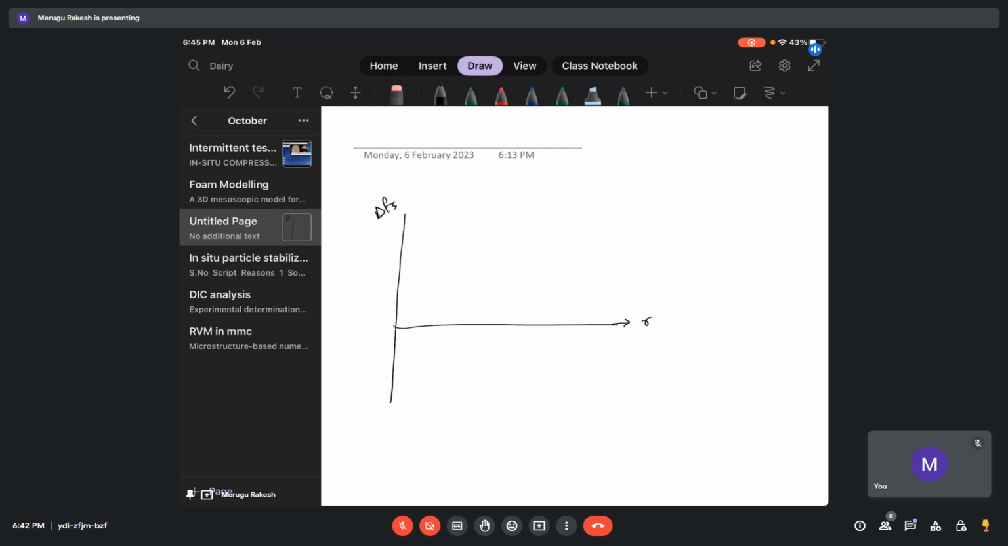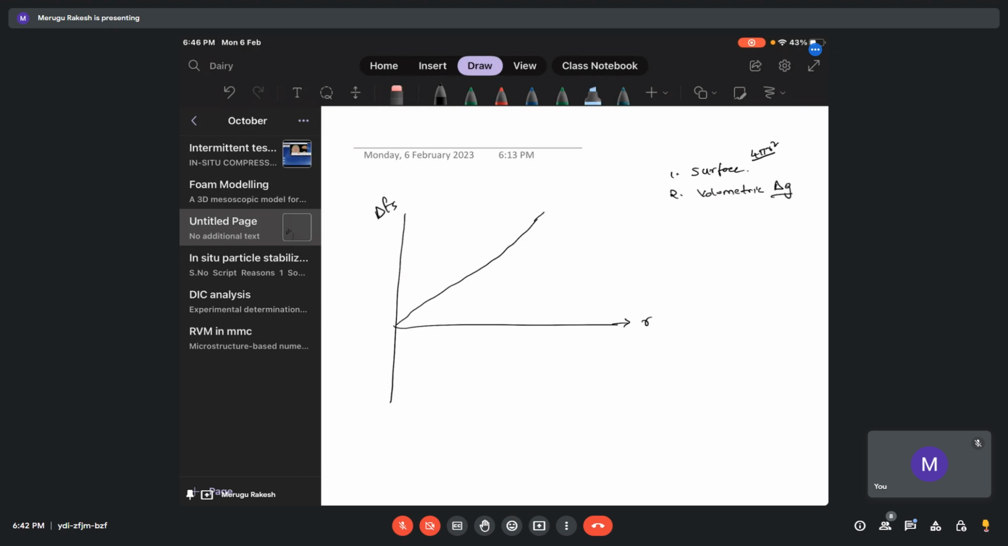This is the total energy, delta F. We have two components I mentioned. One is the surface energy, and the other is the volumetric energy. This surface energy is always positive, so when the radius increases, it will always increase.